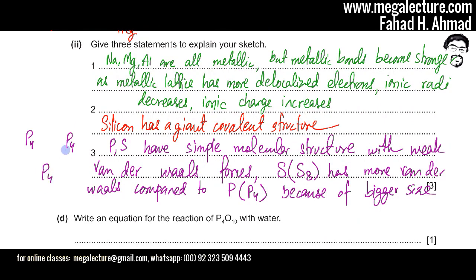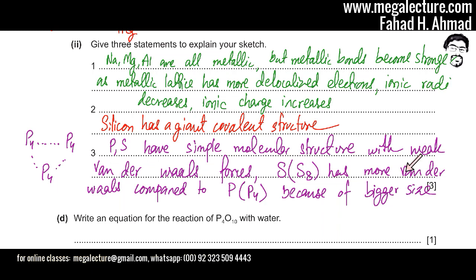Let's draw another one, and those molecules would not be attracting each other very strongly. They would be very weak. There would be no bonds in between, but just weak intermolecular forces. And the intermolecular force that's present is van der Waals forces. So they're going to boil or melt very easily. So they have weak van der Waals forces between them.